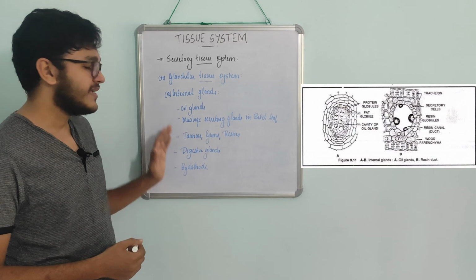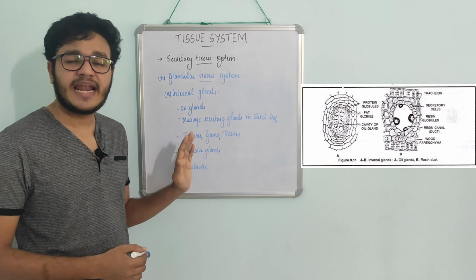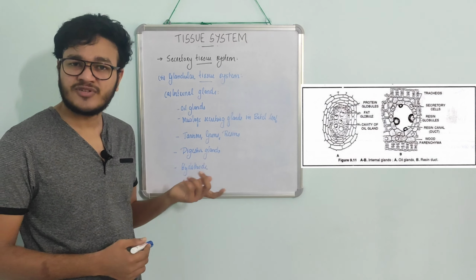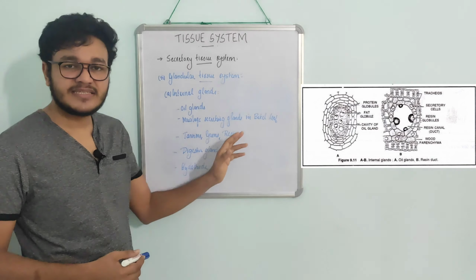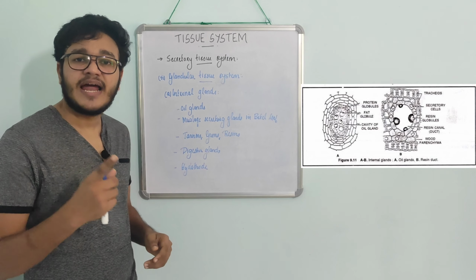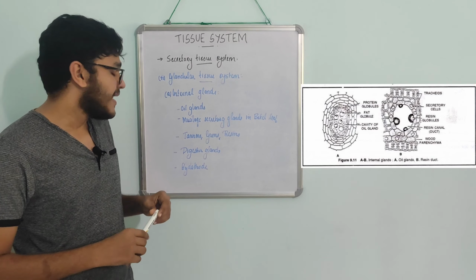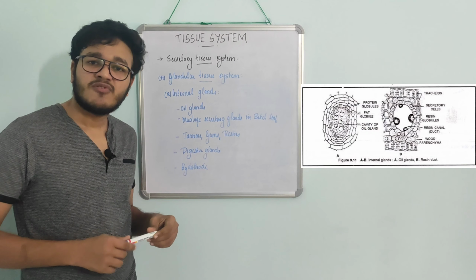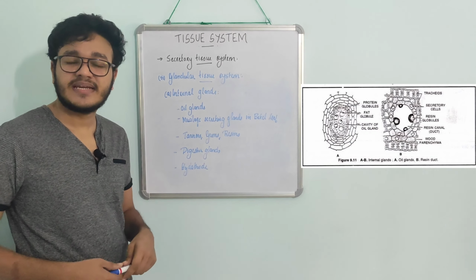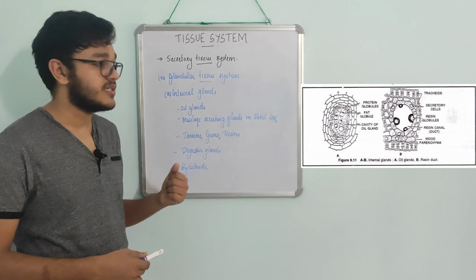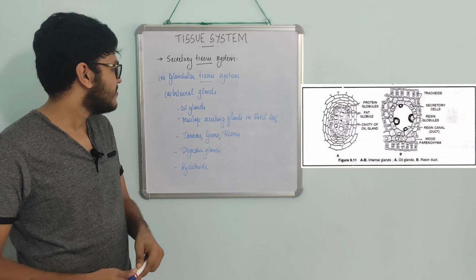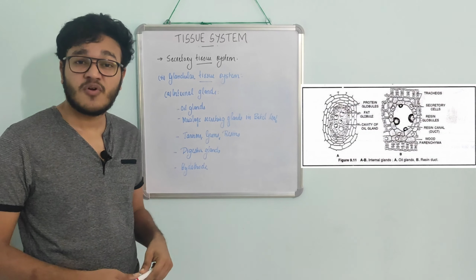So some of the examples or some of the types of the internal glandular tissue systems in the plants are: first one is oil glands in the citrus, the mucilage secreting glands in the betel leaf, the tannins, gums, resins are all parts of the internal glandular tissue system. And the digestive glands, which are seen in the insectivorous plants, are part of internal glands, and the hydathodes, that's water secreting glands, are also an internal glandular tissue system. So that's what we had to focus on: internal glandular tissue system.